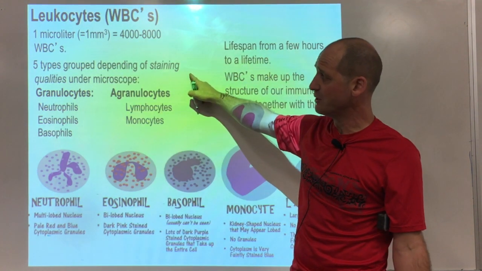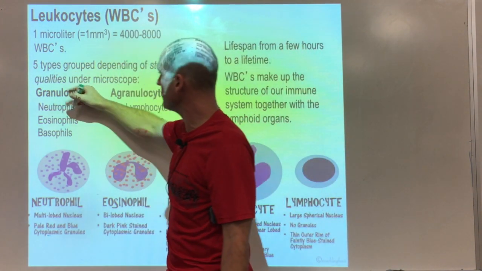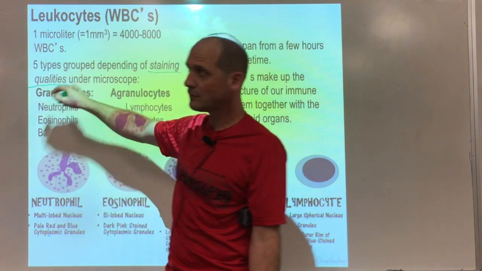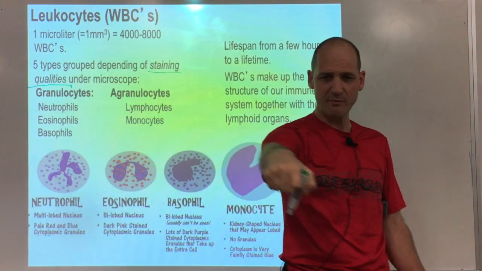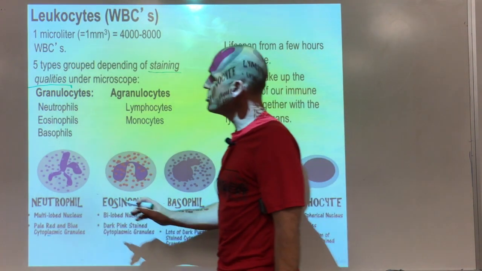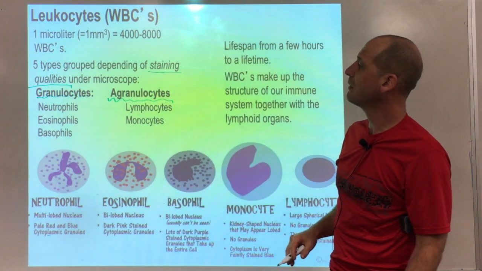We have 5 types of them, and they group them depending on their staining qualities under the microscope. Don't worry, we're not going to get a microscope. We'll have them like that. I prefer that. We have granulocytes and we have agranulocytes.